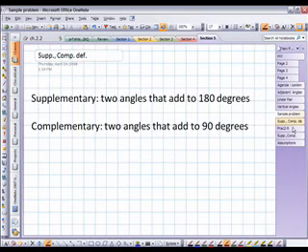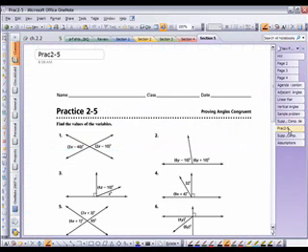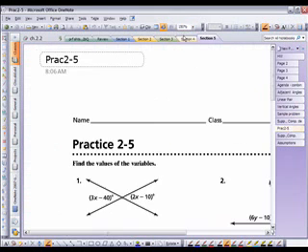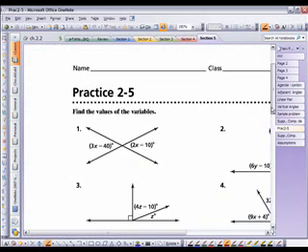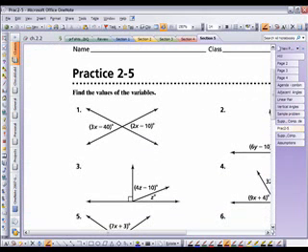And finally, before we do some more practice, just to make sure we got it, supplementary, two angles that add to 180 degrees, complementary, two angles that add to 90 degrees. Okay, this practice sheet is all about using these properties we've just talked about to set up algebraic problems and then solve them. That's the idea. So in this case, these are vertical angles, therefore they're congruent. So you set them equal to each other, subtract 2x from both sides, add 40 to both sides, so x is 30.